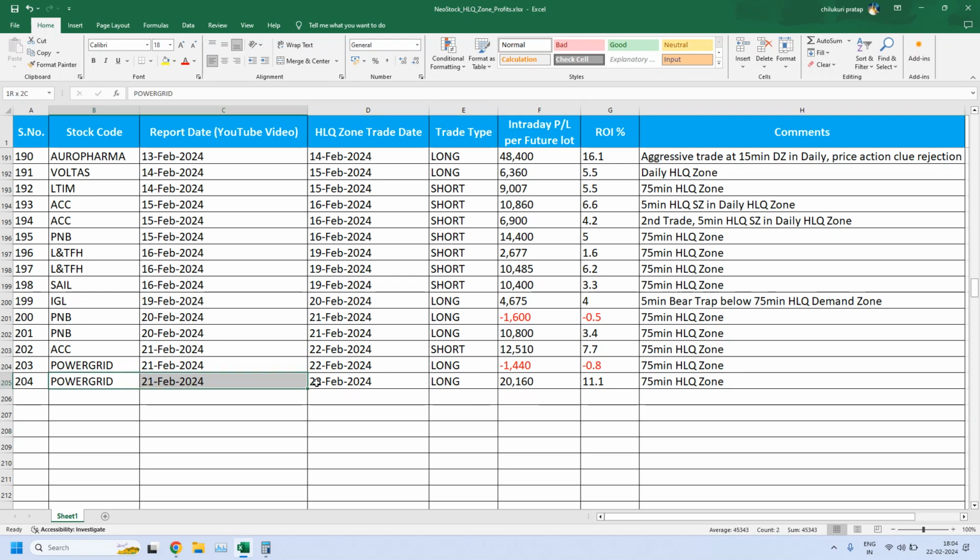This is about your POWERGRID long trade. Still, if you deduct the loss, you got a very good profit. Maybe you would have got around 18,600 or 700 rupees profit, maybe 18,700 rupees, around that value. That's it. This is the way.